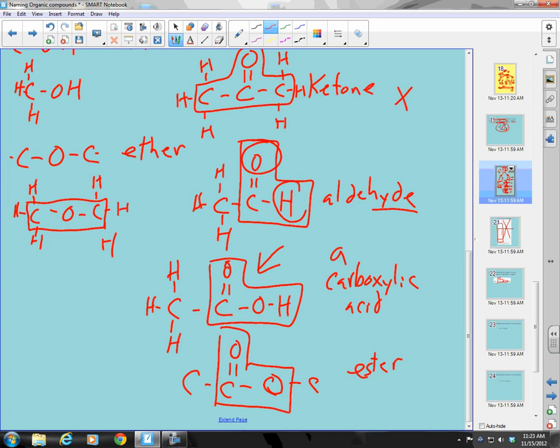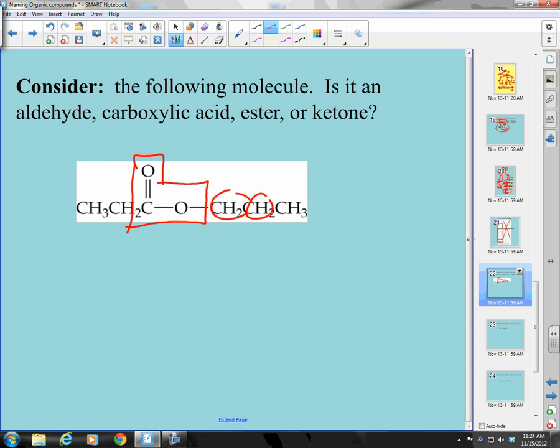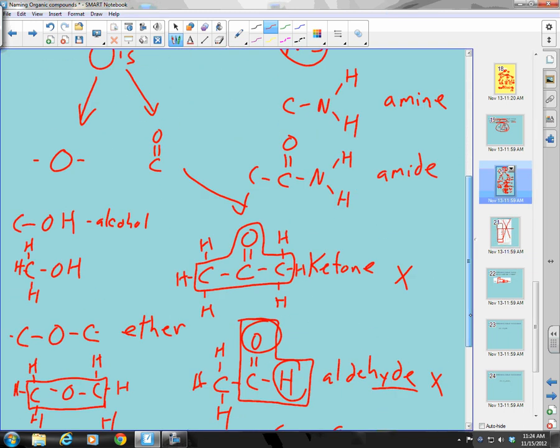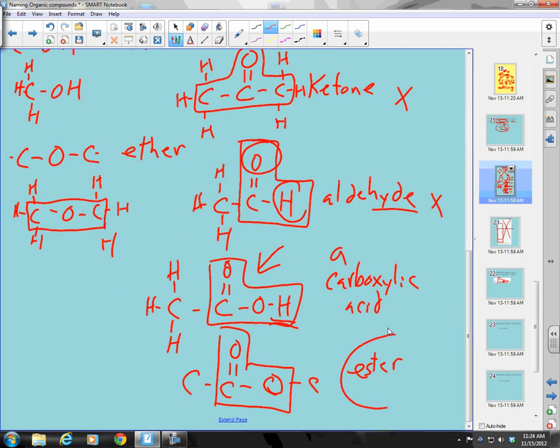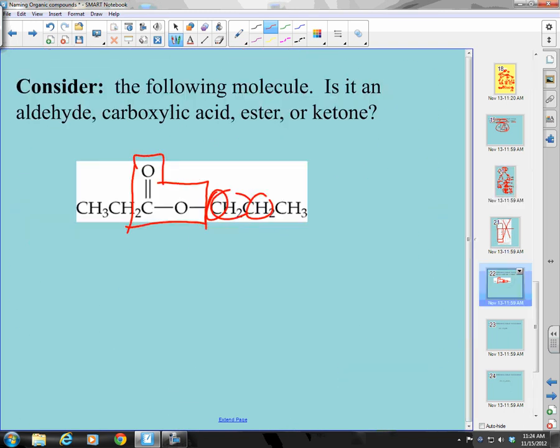so it's not a ketone. It's not an aldehyde. Well, could it be a carboxylic acid? Well, a carboxylic acid goes O double bond carbon, oxygen, and then hydrogen. Is that what we had? No, no, no, no. I have an O double bonded carbon, oxygen, and then another carbon. So what must that be? That must be an ester. Yes, you're right. If you said ester, you have it right.